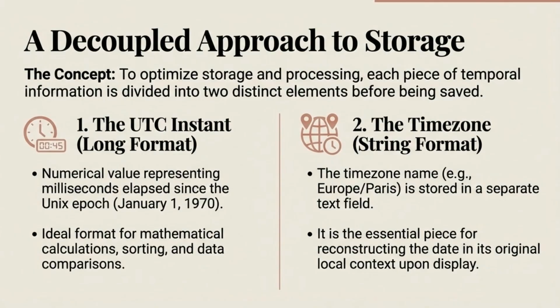On the other hand, we store the time zone ID as a string, such as Europe/Paris. This is our contextual compass. Without it, we would have a precise point in time, but we wouldn't know if it represented breakfast in Paris or dinner in Tokyo. This combination allows us to reconstruct the exact local time whenever the user needs it.